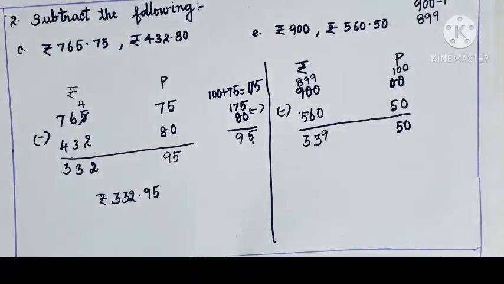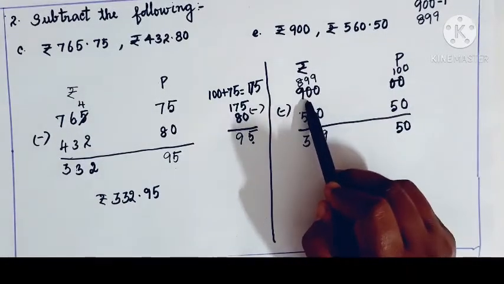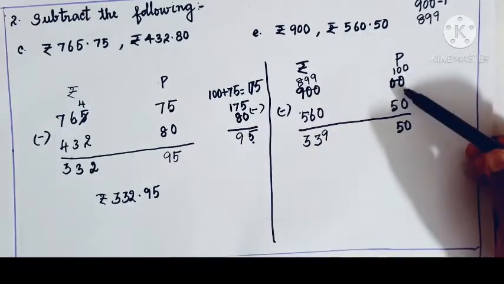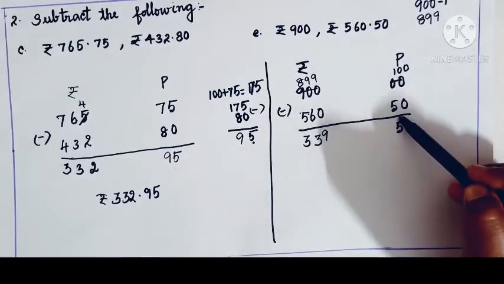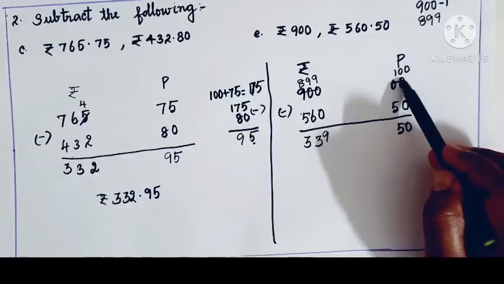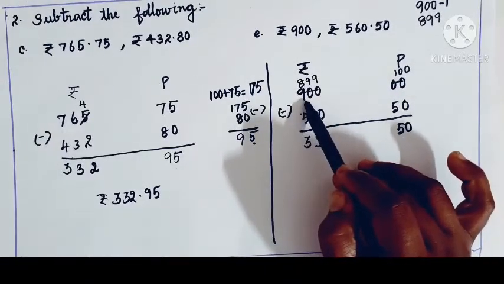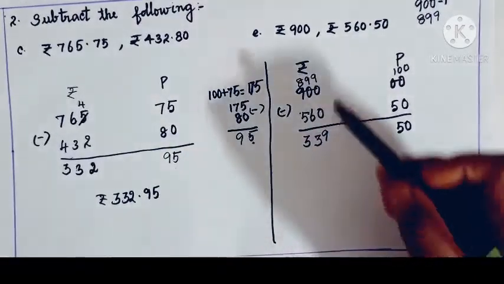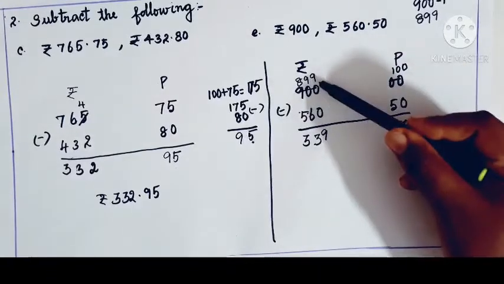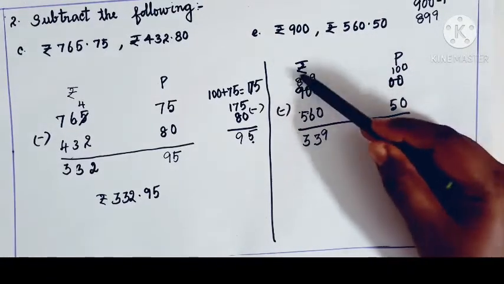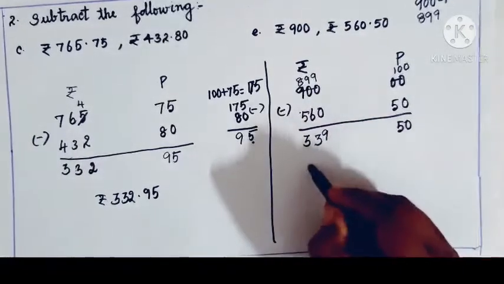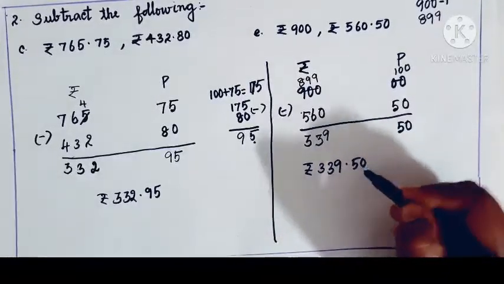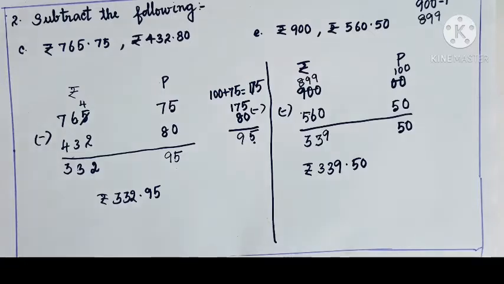Is it clear, dear? So once again I repeat: here only 900 is given and no pies. The no-pies place you put as 2 zeros, right? Fine. Then you see that here 50 pies is given, so you can't subtract. So you have to borrow from here. If I take 1 rupee from 900, it will become 899. Is that clear? So now 100 minus 50 is 50. 9 minus 0 is 9. 9 minus 6 is 3 and 8 minus 5 is 3. So you can write it as rupees 339.50 or 339 rupees 50 pies.